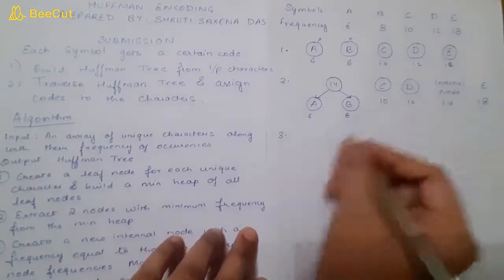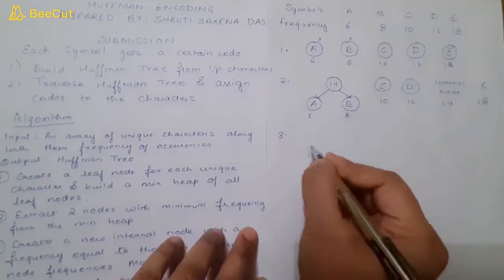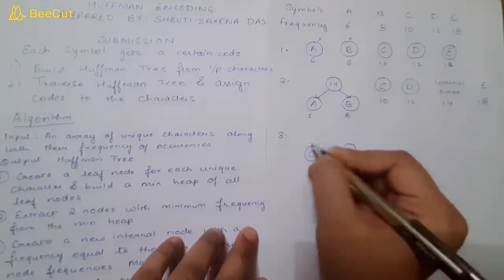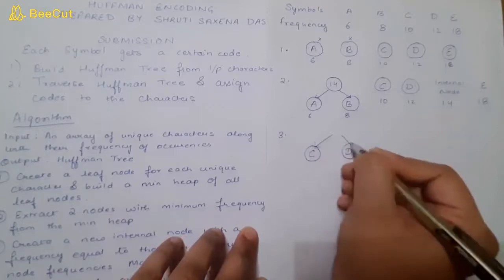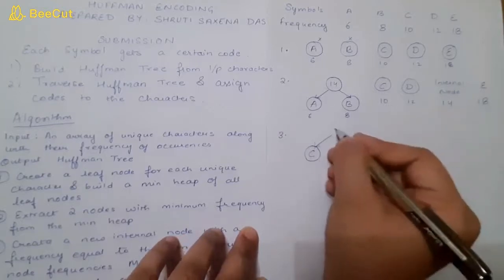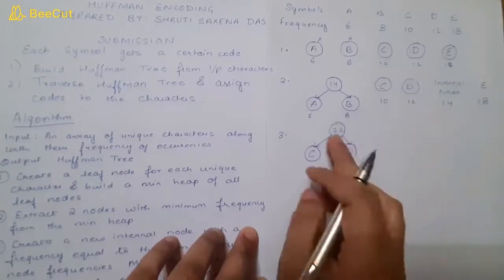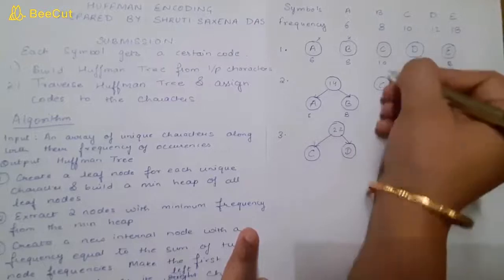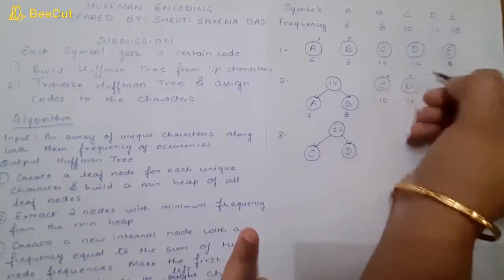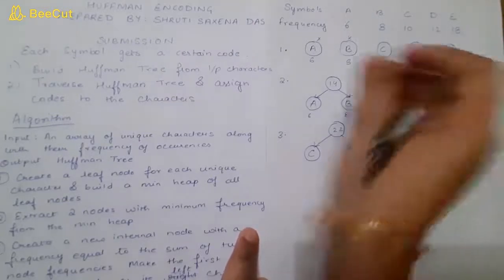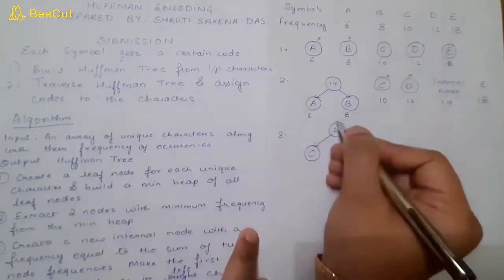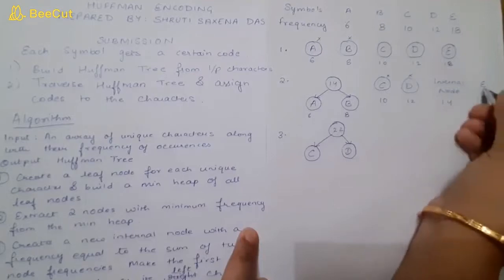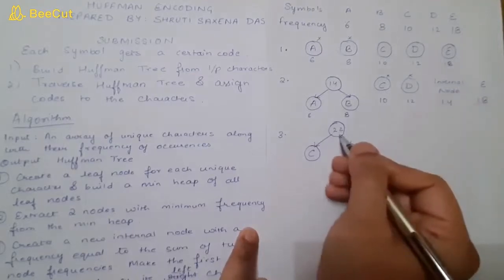The first extracted node will become the left node and the next will become the right node. We'll sum up their frequencies: 10 plus 12, you'll get 22. Again this will become a new internal node. From the minimum heap, these two we have extracted, so we take them out and insert this new internal node. Already one internal node is there with 14, E is 18, and now this one is 22.